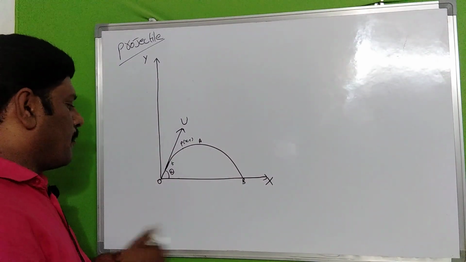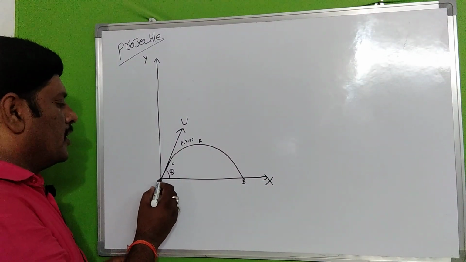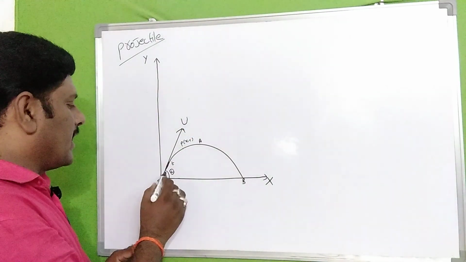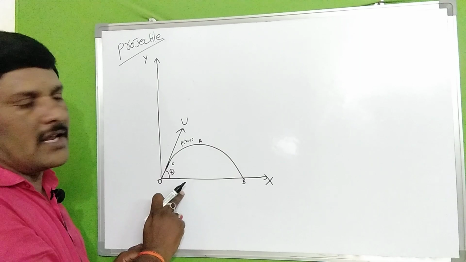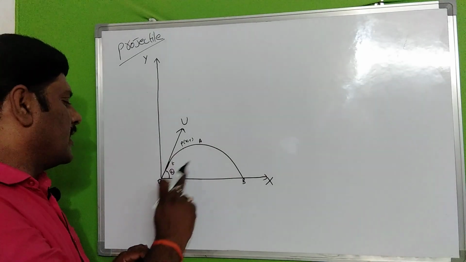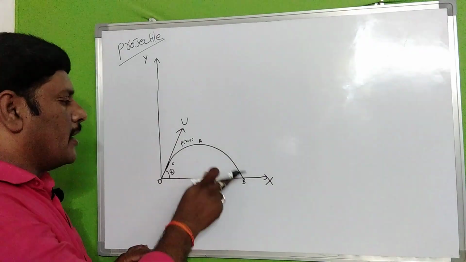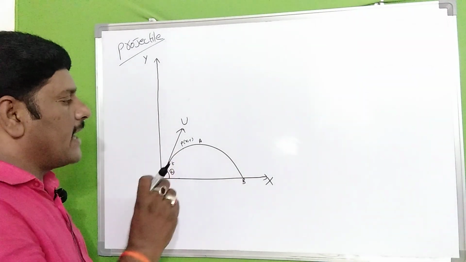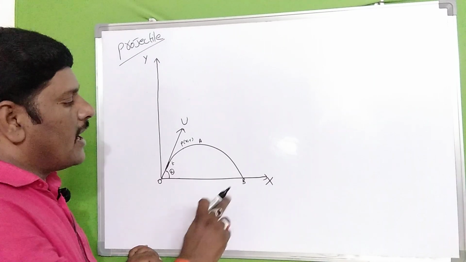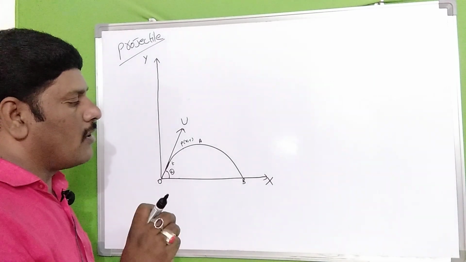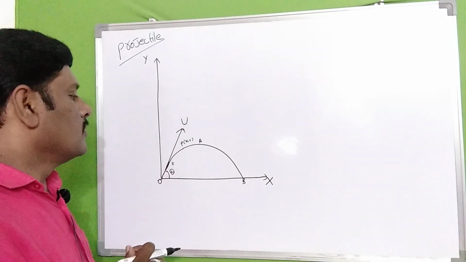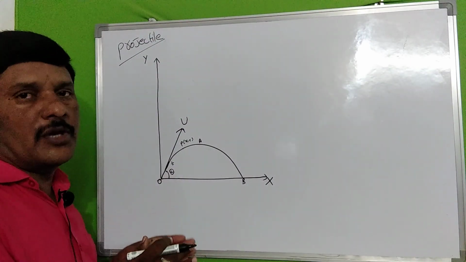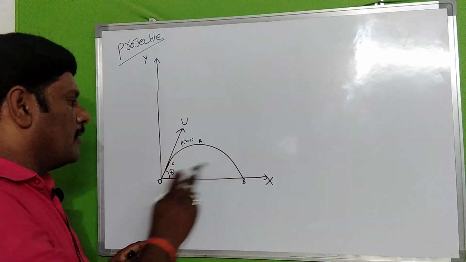Now at the point of projection O, a body is projected into the air with initial velocity u at an angle theta with the horizontal. The path followed by the body is like that OAB, where O is the point of projection, A is the maximum height reached by the body, and B is where the body lands on earth. Now we consider the motion of the body along an arbitrary path.